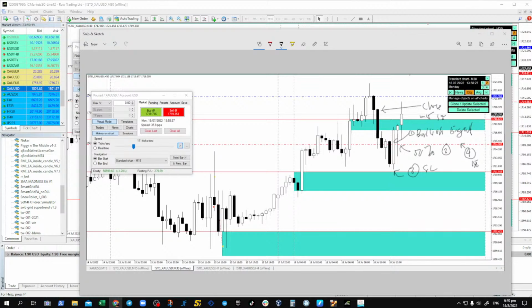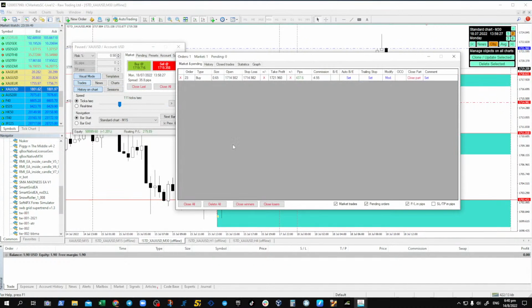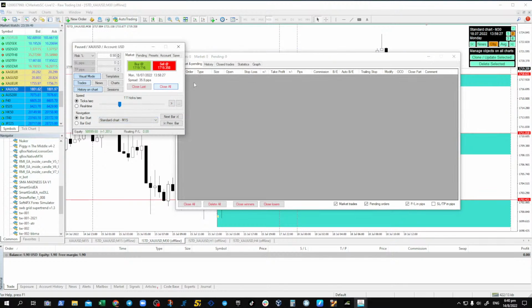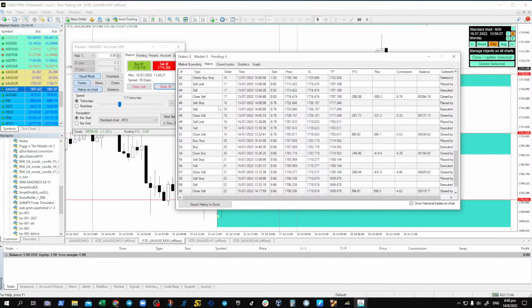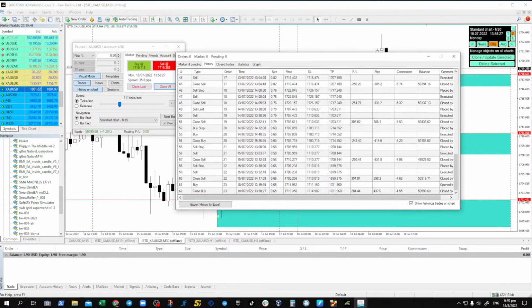The date is the 18th of July, and the time is when this trade was triggered. We take this trade. Okay, let's close all. Then this trade is 6:15 p.m., 18:15.